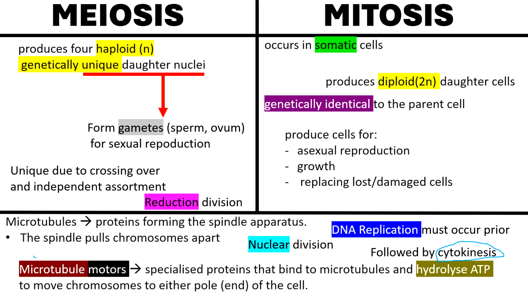And finally, microtubule motors are present in both. These are specialized proteins that bind to the microtubules or the spindle fibers and they hydrolyze ATP. Okay, so basically they use ATP, because hydrolyzing is turning ATP into ADP, to move the chromosomes to either pole or the ends of the cell. And that would be the similarities and differences.